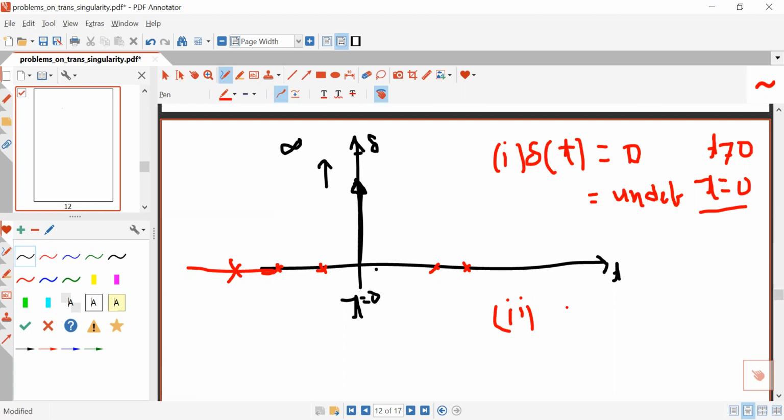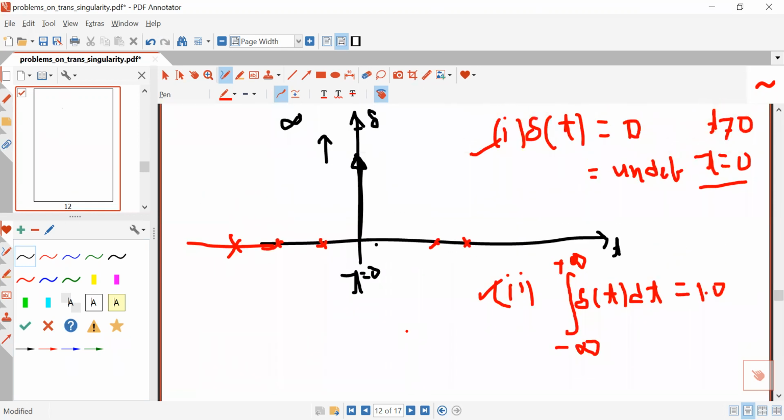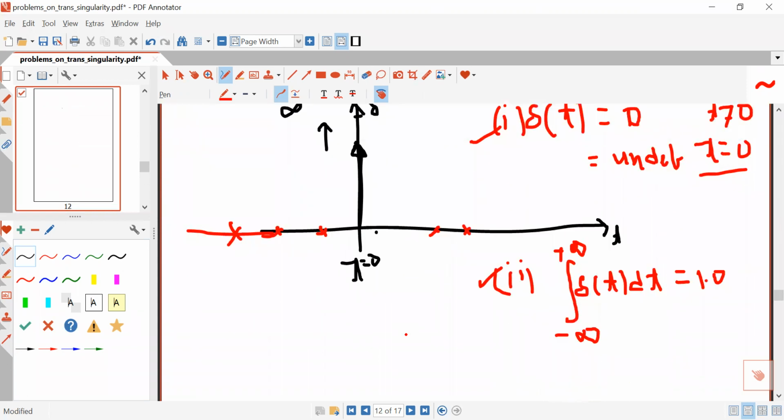The second thing which is required to derive its property is the area under the unit impulse signal. If you determine the area of the unit impulse signal from minus infinity to plus infinity, you will get 1. So basically these two characteristics of the unit impulse signal are often required to discuss its various properties. In the previous lecture, I have already discussed its shifting property. Now I will discuss its scaling property.